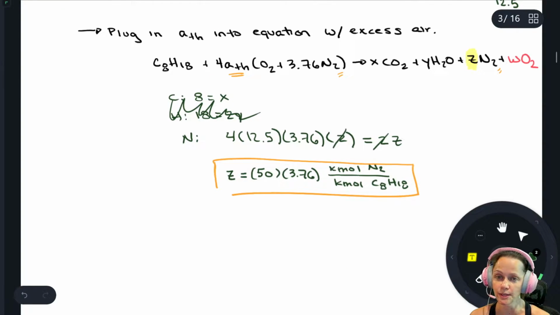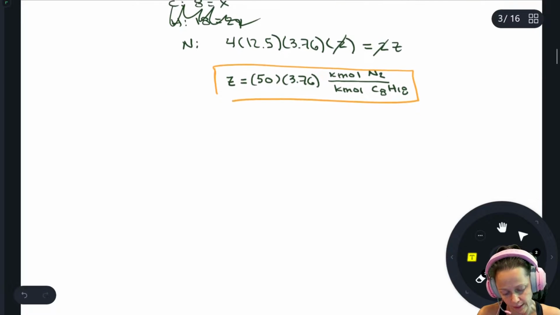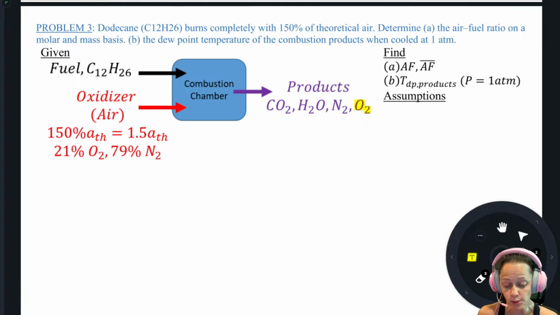All right, so let's move on to problem 3. C12H26 burns completely with 150% theoretical air, and we want to find some stuff. We want to find the air-fuel ratio on a molar and a mass basis, and then we want to find the dew point temperature. So, okay, let's look at that.